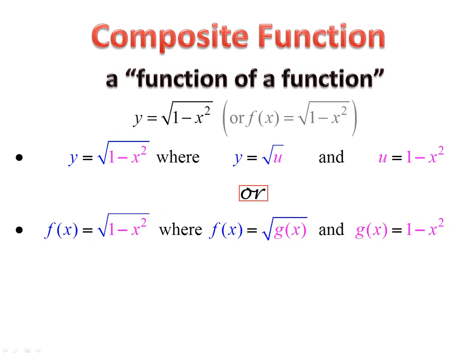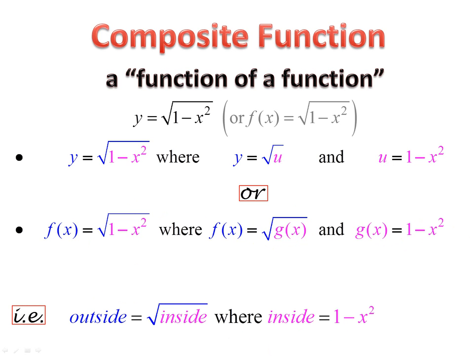You need to be able to recognize this if you're going to deal with these composite functions in calculus, and they become far more complex. Outside, square root of inside. So we look at the outside, we're blind to the inside first, and we're going to differentiate that first. Then we say, what's the inside? Oh, 1 minus x squared.